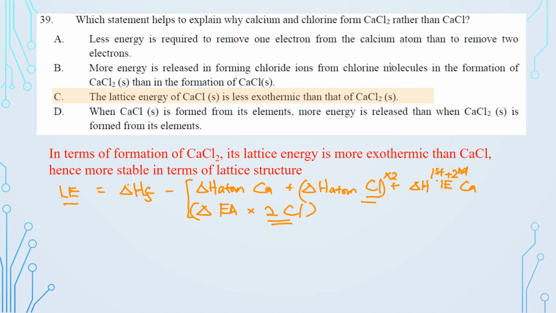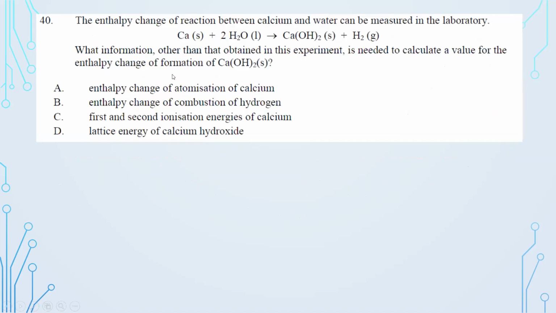Okay, straight away we go to question number 40. Enthalpy change of the reaction between calcium and water can be measured in the laboratory below. What information other than obtained in this experiment is needed to calculate the enthalpy change of formation for CaOH2? Okay, so now you want to calculate the enthalpy change of formation for CaOH2, so you will need the following information. Let's have a look one by one at the options. So in here, do we need the enthalpy change of atomization of the calcium or not?